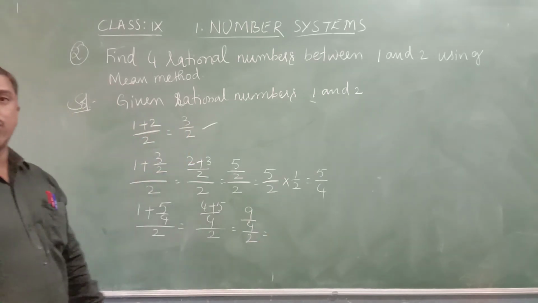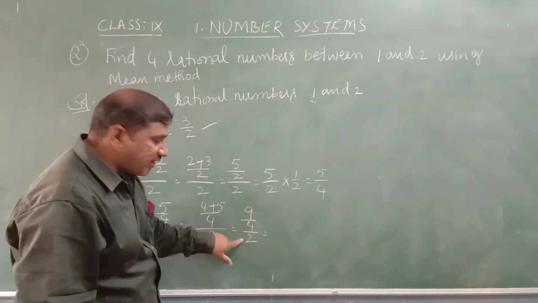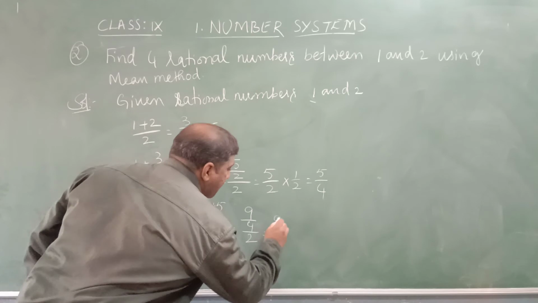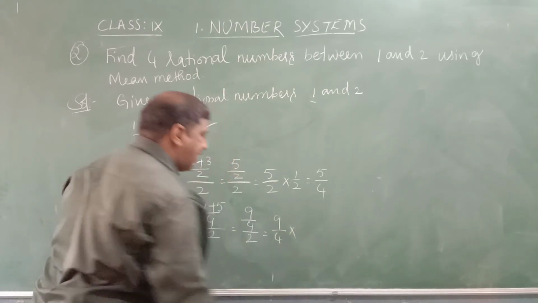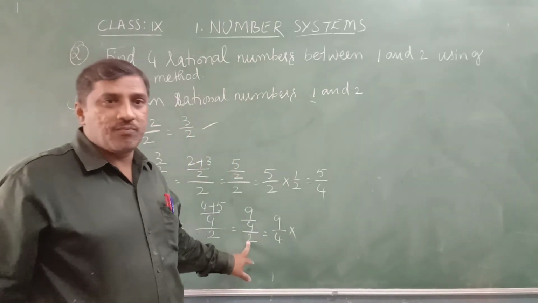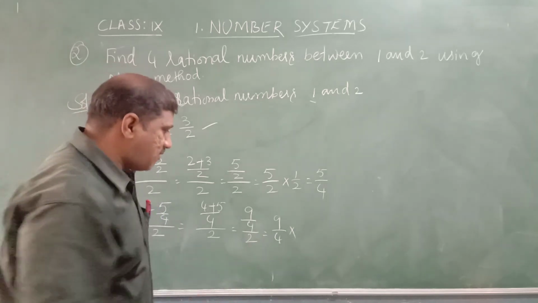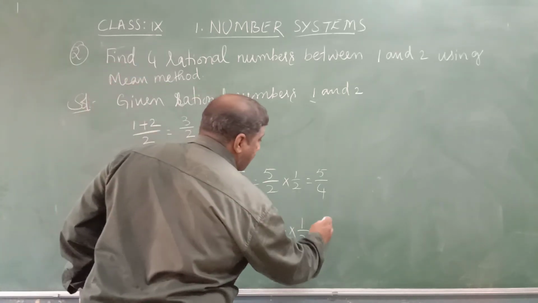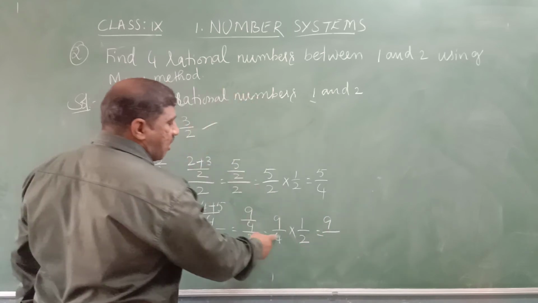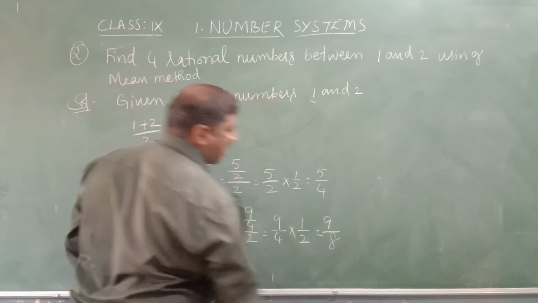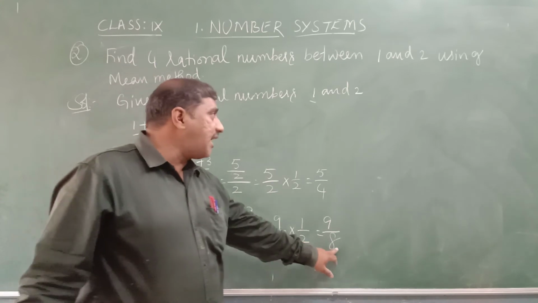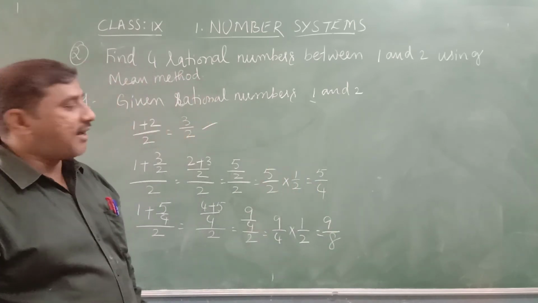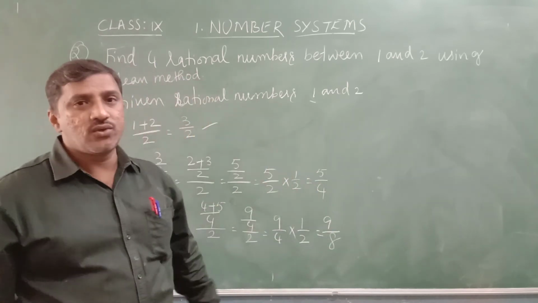That is equal to, we are dividing 9/4 by 2. It means multiply 9/4 with the reciprocal of 2. The reciprocal of 2 is 1/2. Now what we get is 9 into 1, 9, divided by 4 into 2, 4 twos are 8. So 9/8 is also one rational number between 1 and 2.